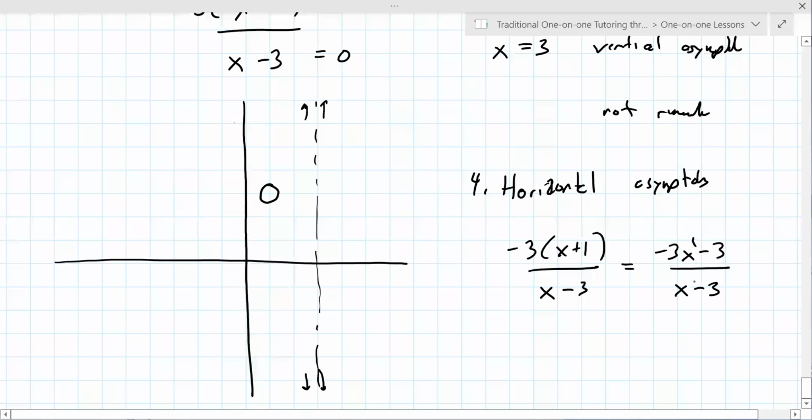And you need to decide what case is this. Is it case 1 where the numerator is less than the denominator? Is it case 2 where the numerator is equal to the denominator? Or is it case 3 where the numerator is greater than the denominator? It's case 2. So in case 2, it's the ratio of the leading terms. Minus 3 over 1, which is minus 3.